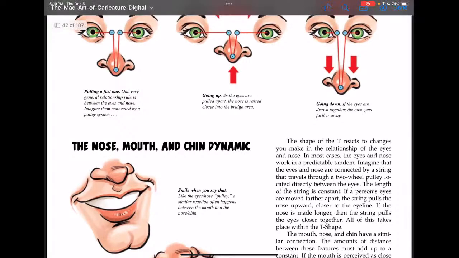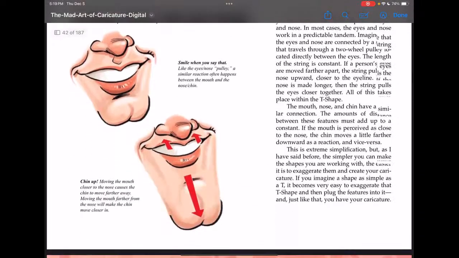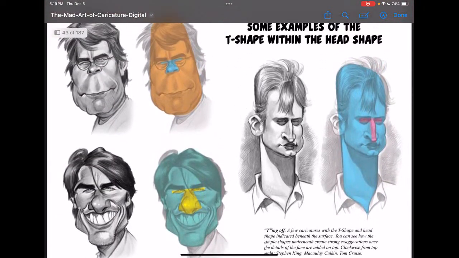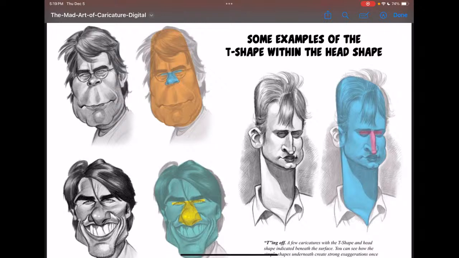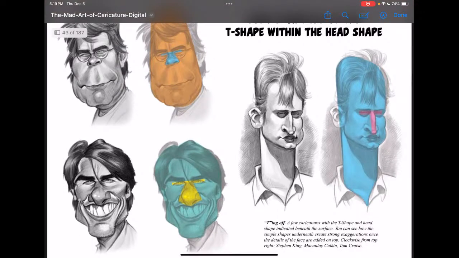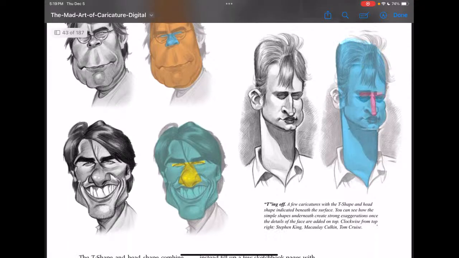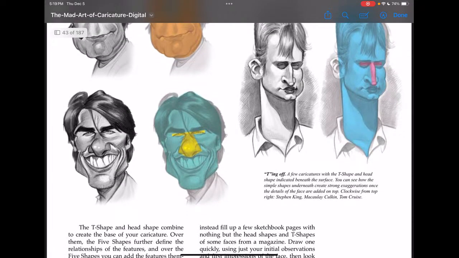Now I would like the side panel to come back. But I know I need to, well, this is also a good one right here. Some examples of the T shape within the head shape. And he creates the contours within each drawing. Teeing off, a few caricatures with the T shape and head shape indicated beneath the surface. You can see how the simple shapes underneath create strong exaggeration once the details of the face are added on top.